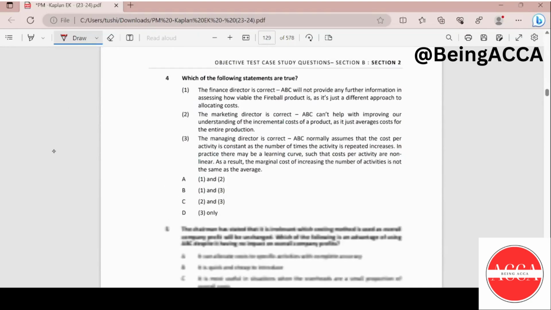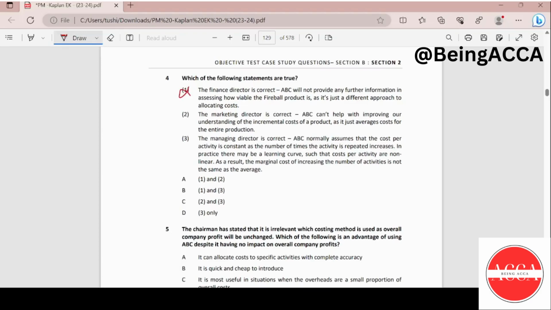Then moving on to the fourth question. The fourth question says, which of the following statements are true? The finance director is correct. ABC will not provide any further information in assessing how viable the Fireball product is, as it's just a different approach to allocating costs. So, the first statement is actually false because it can provide the management with more accurate information, so that you're able to find out which product is incurring which costs, so it is better for the management to understand that this product is the reason why we are spending this much money. So this statement is false.